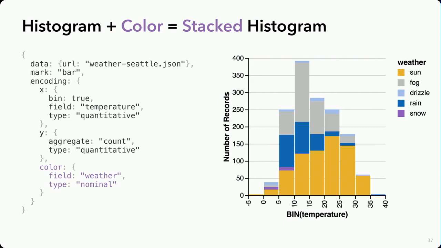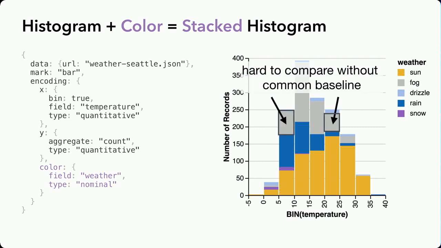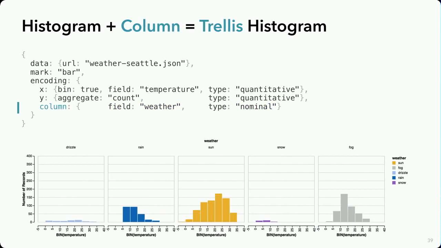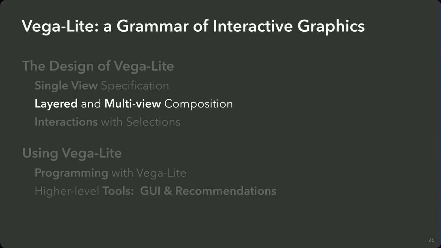However, it's still hard to compare particular bars here, for example, these two gray boxes here, because they don't share a common baseline. So instead, we could take this histogram with color. Instead of using color, we could lay out all of these bars in space. And so now we create one histogram for each weather type, and it makes it easier to compare the boxes here. And this is the first example of layered and multi-view composition in Vega-Lite.